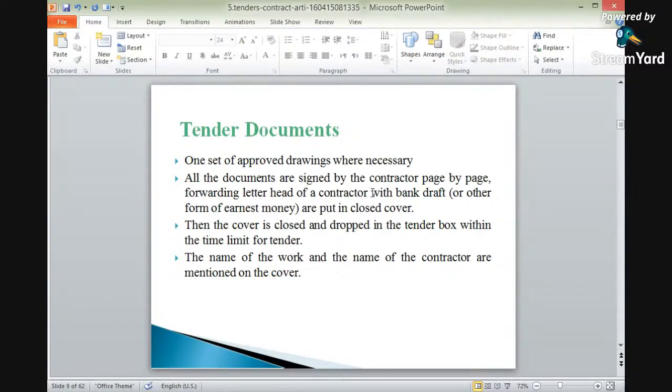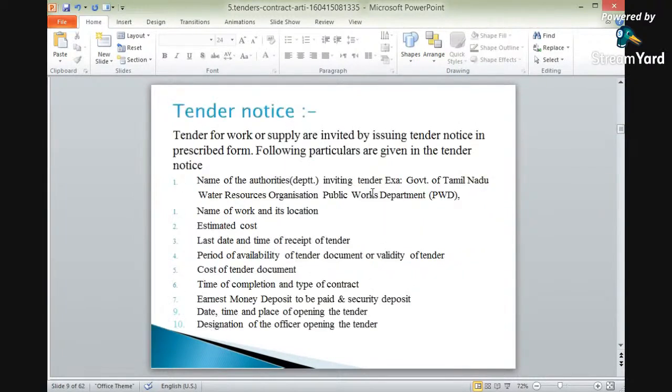The name of the work and the name of the contractor are mentioned on the cover, because the most important things depend upon the work and the contractor. Whether it is construction of roads, bridges, or any structure, we have to mention the name of the work and the name of the contractor who is giving these various documents. His name is to be mentioned on the cover, and also the name of the work which is to be executed.